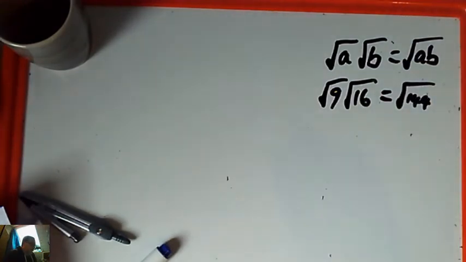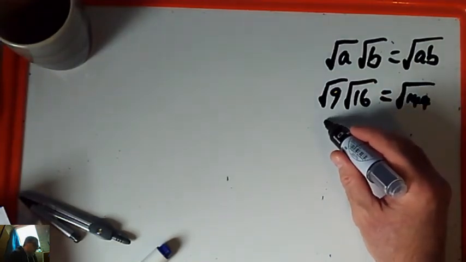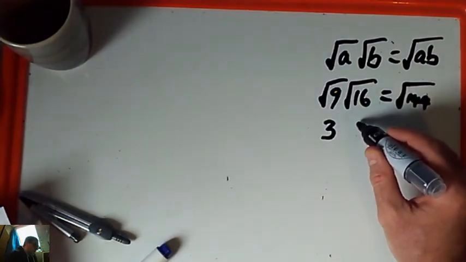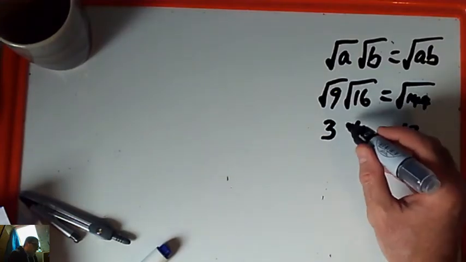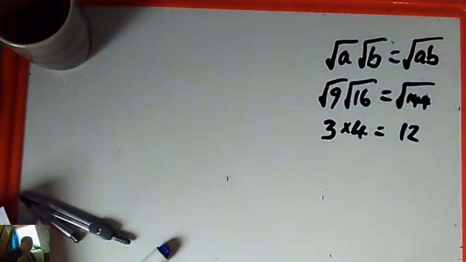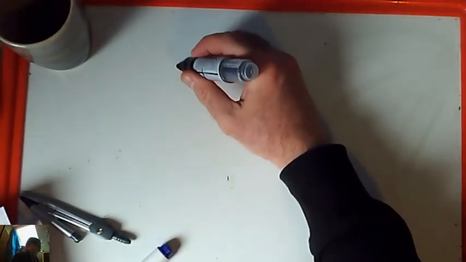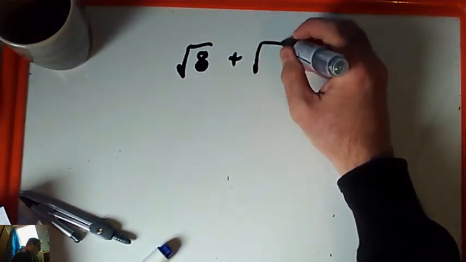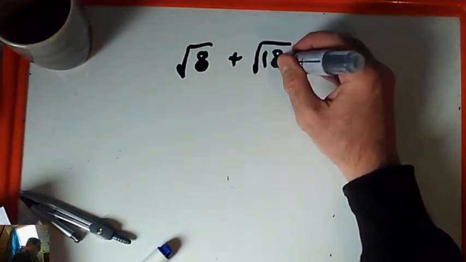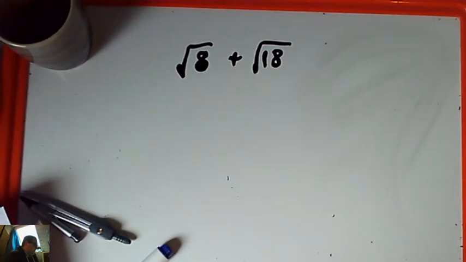You can see that that's true because square root of 9 is 3, square root of 16 is 4, square root of 144 is 12, and 3 times 4 equals 12. So that's our key mathematical fact that's going to get us through this. And the first question I was asked about was the square root of 8 plus the square root of 18.